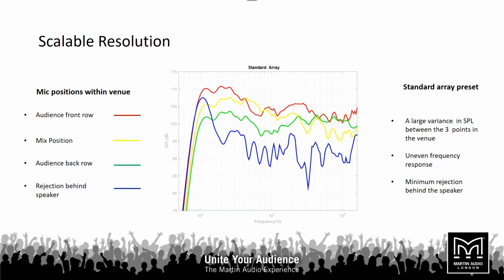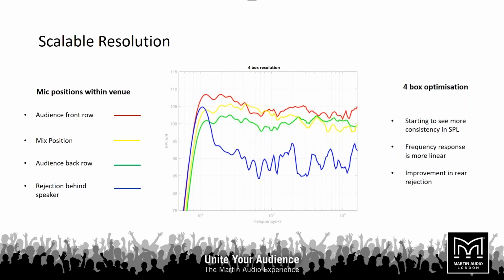So here we can show how well the resolution works. This is a standard array preset, and the red diagram shows the audience front. We have the mix position in yellow, the back row of the audience in green, and rejection behind the speaker in blue. This is representative of the hard avoid. So you can see it's a fairly uneven frequency response, and there's minimum rejection behind the speaker.